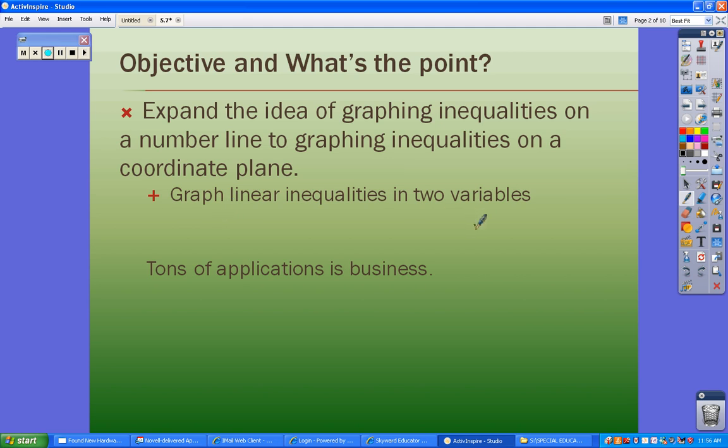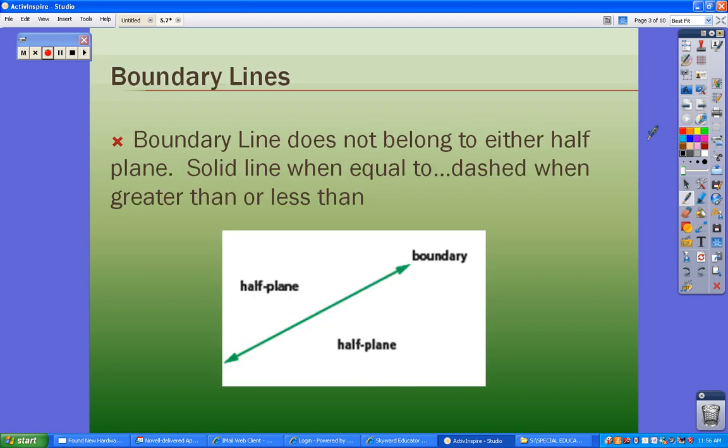This should be review. There are lots of applications in the business world when you're looking at costs and production and things like that. They really look at inequalities in those situations. So that's what we're going to be looking at today. And like I said, I think this will be a pretty easy section for you because we have done this before.